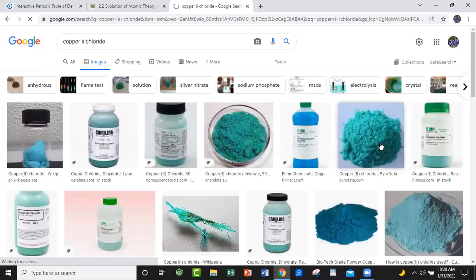Look at the difference in color. Totally different compound, right? Different reactivity, different everything, right? So you have, but the base elements are copper and chlorine, right? So when we talk about these elements combining to make different compounds, when you combine those elements in different ways, you're going to get different things, right? Different chemical properties, different physical properties, everything, right?